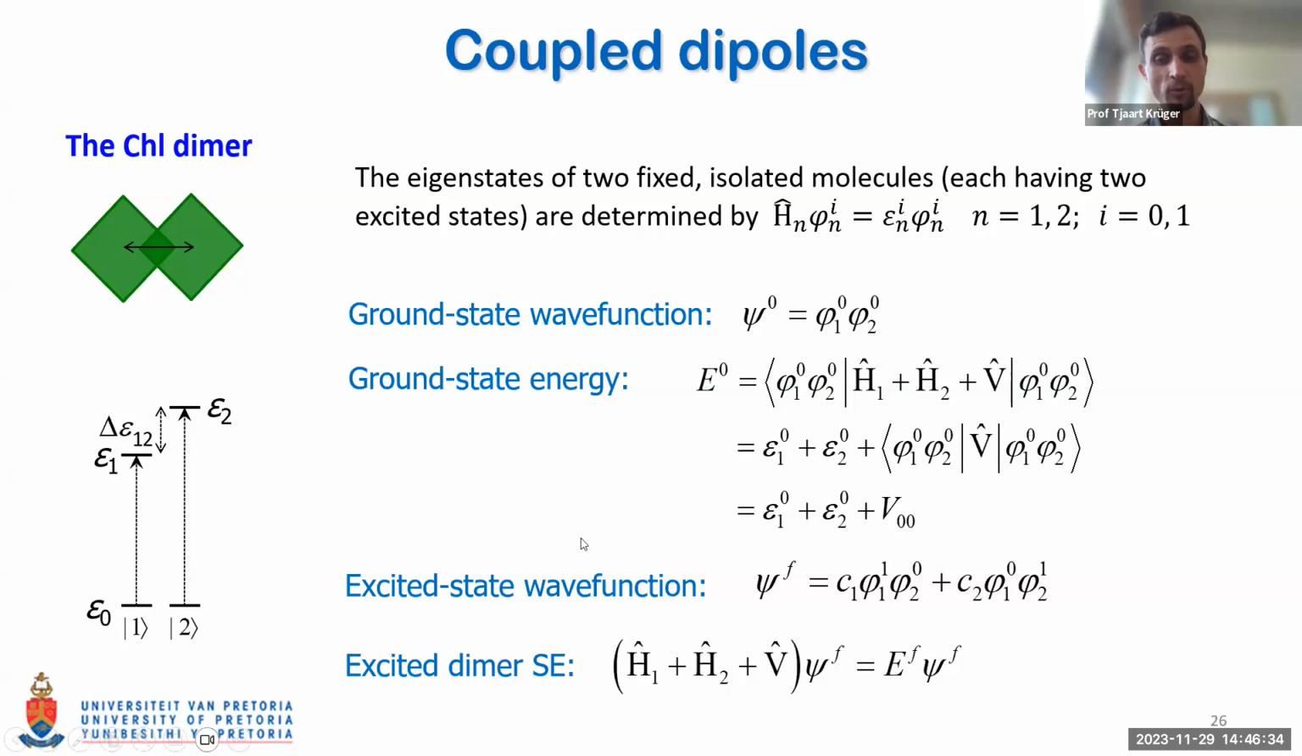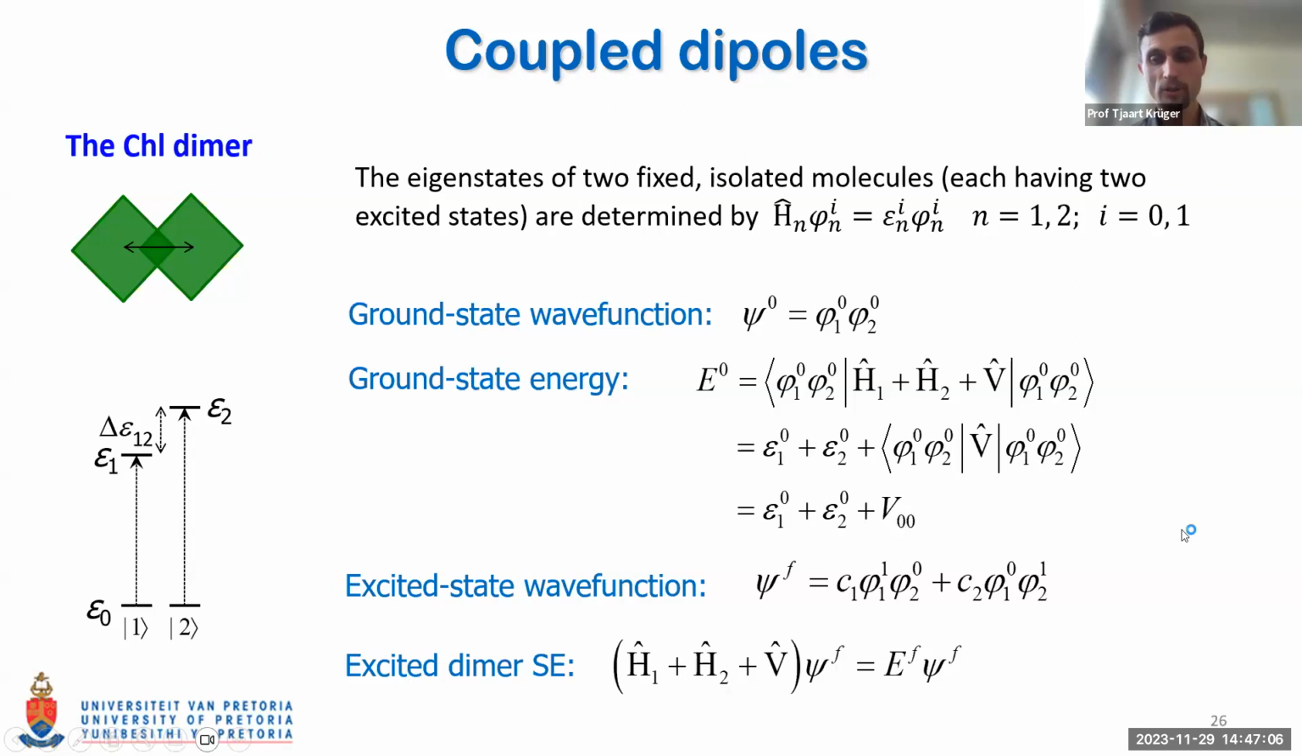Okay, the excited state wave function is now a linear combination of the two possibilities. What we're doing here is using the so-called Heitler-London approximation, where the eigenfunctions are linear combinations of the products of the molecular eigenfunctions. Okay, and we have our excited dimer Schrödinger equation, where we have this excited state wave function and our full Hamiltonian that must be used here.